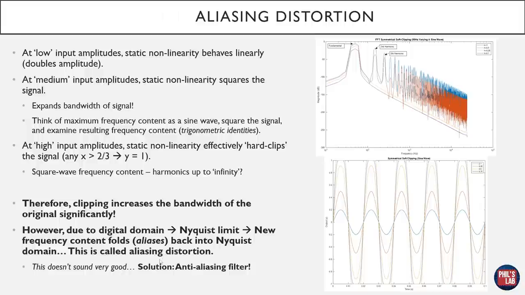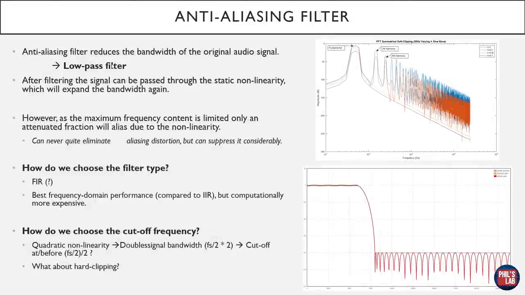What we want is our overdrive and clipping distortion, not aliasing distortion. How do we get around that? Quite simply, we have to use an anti-aliasing filter. The anti-aliasing filter you might have heard of, for example, in graphics, in audio, before you reach an ADC and so on, it's effectively there to reduce the bandwidth of the original audio signal so we prevent or minimize the aliasing distortion, or aliasing in general. This is effectively a low-pass filter.